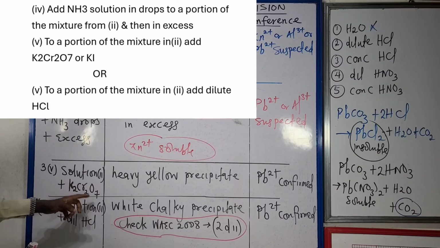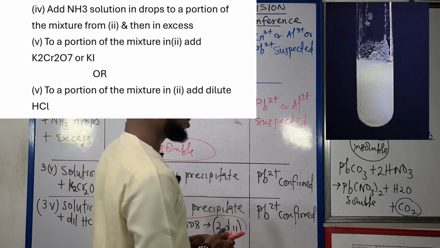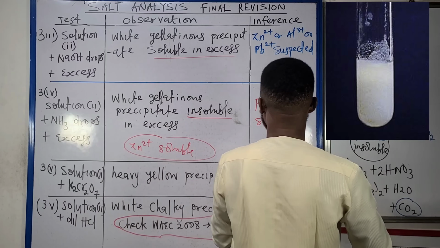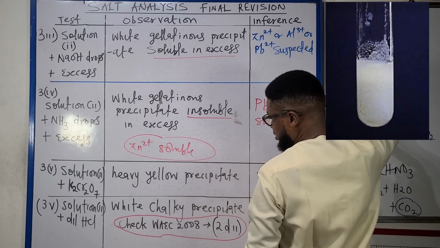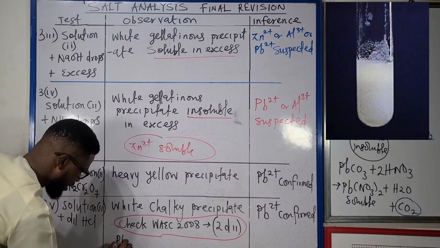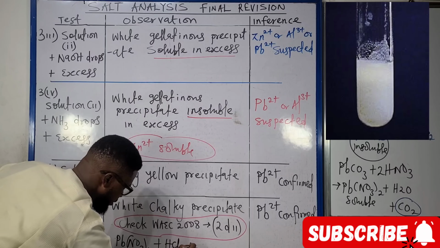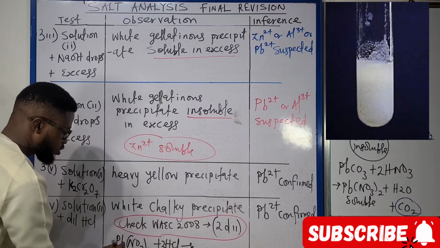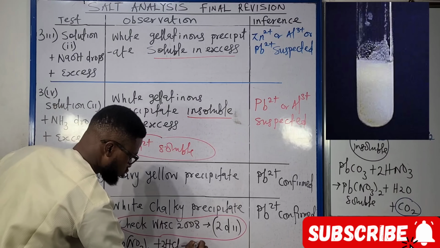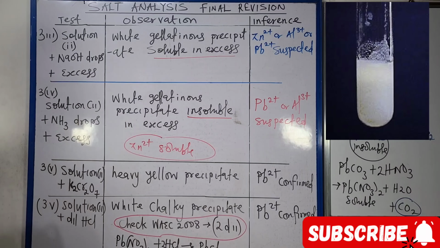But of course, based on comments, if for the same solution you added dilute HCl, let's look at it. We had lead nitrate here. We have lead nitrate. Okay, let me put that here. If we add HCl, something is already clear. We're going to end up with PbCl2, which in itself is what a chalky precipitate is all about. Lead 2 chloride, that is your chalky precipitate.